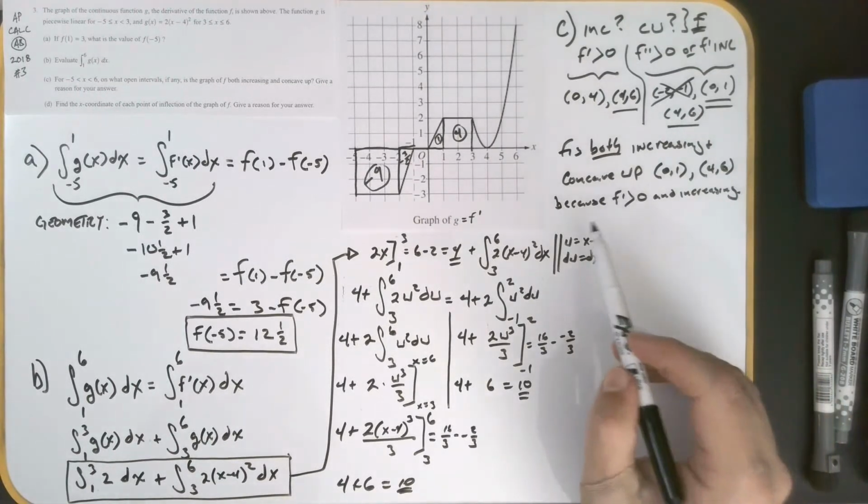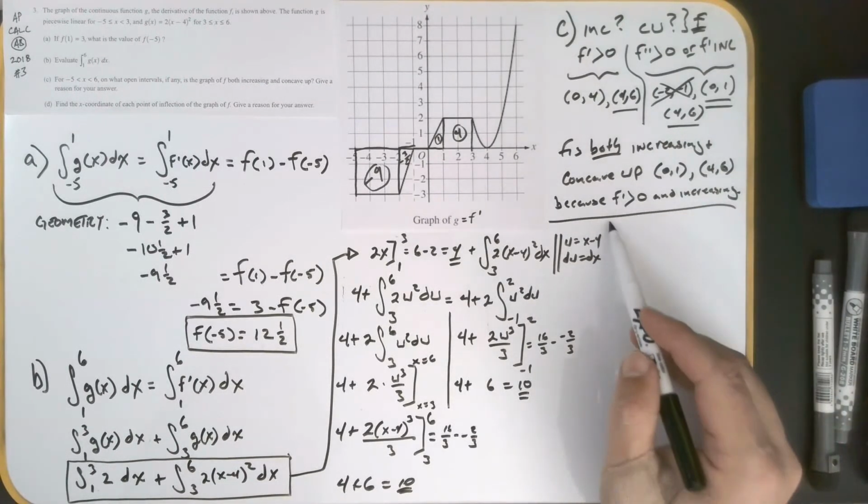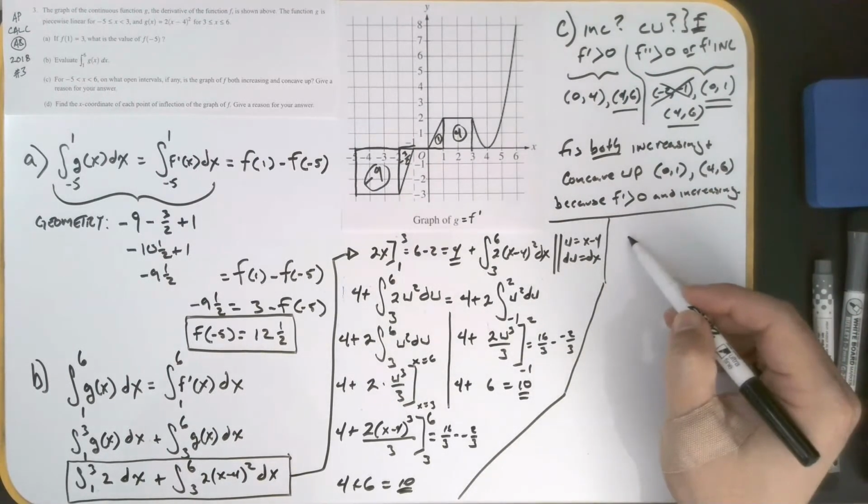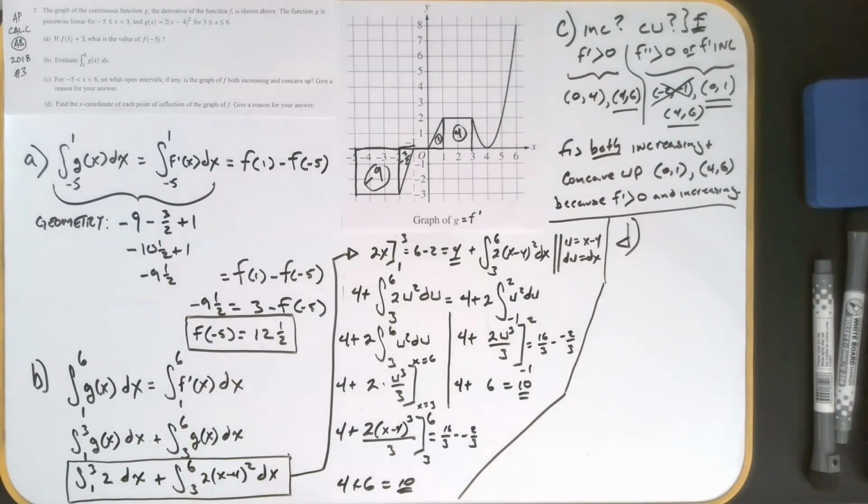And there you have it. That is C. Now I think we have a little room here to squeeze D in. Question D says, find the x-coordinate of each point of inflection of the graph of f and give a reason for your answer. Well, in order to do this one, I'm actually going to do a little bit of notes and then erase them and then just do this question.